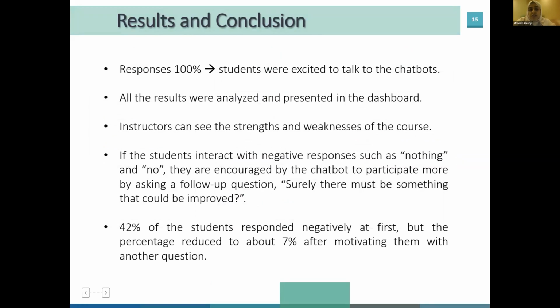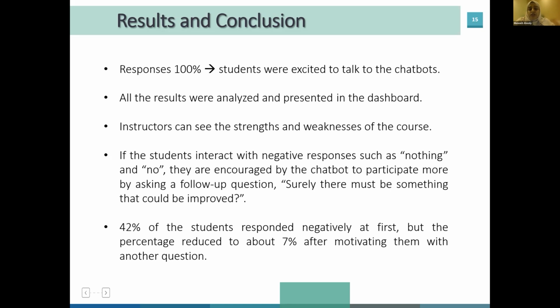In our use case, we got 100% responses because all the students were excited to talk to the chatbot. All the results were analyzed and presented in the dashboard, so the instructors can log into their account and see the results, especially the strengths and weaknesses of the course that the students mentioned in the evaluation.